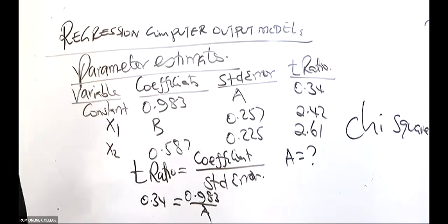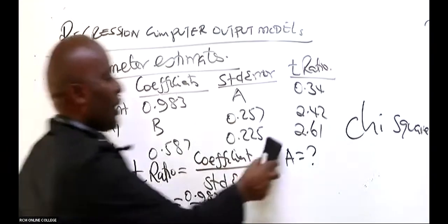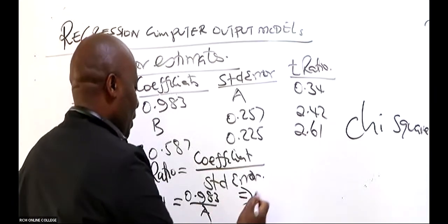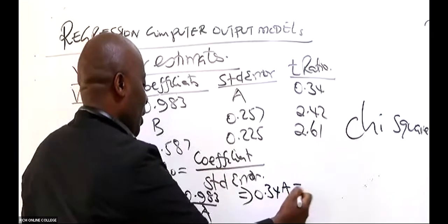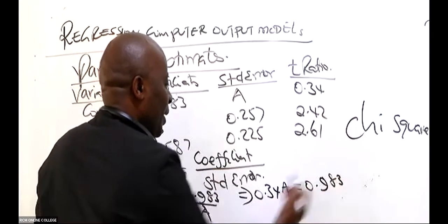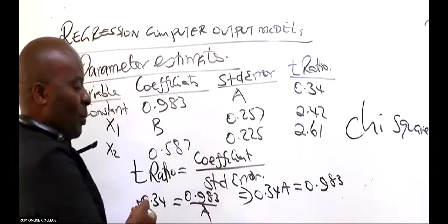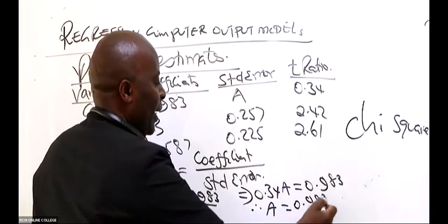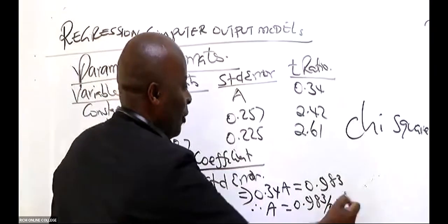So making A the subject of the formula, if I just rub this to create some space, then this one here will be the same as 0.34A equals 0.983, isn't it? Because I've cross multiplied. Therefore, A will be 0.983 divided by 0.34.